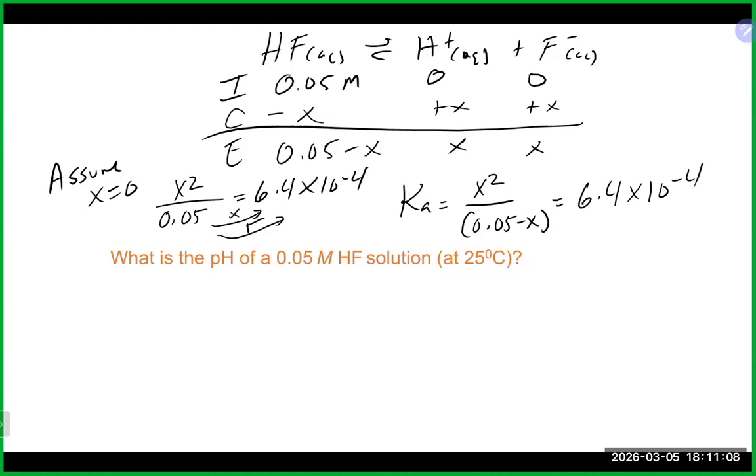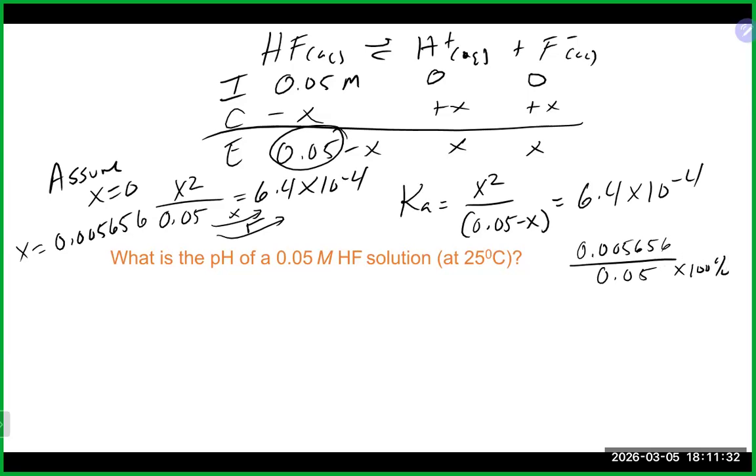Yeah, do want to do that. Of x is equal to 0.005656. Now, though, when we take our x value and check it, 0.005656, and divide it by our original concentration, 0.05, and times it by 100%, we now hit approximately 11%, which means this is a bad assumption.